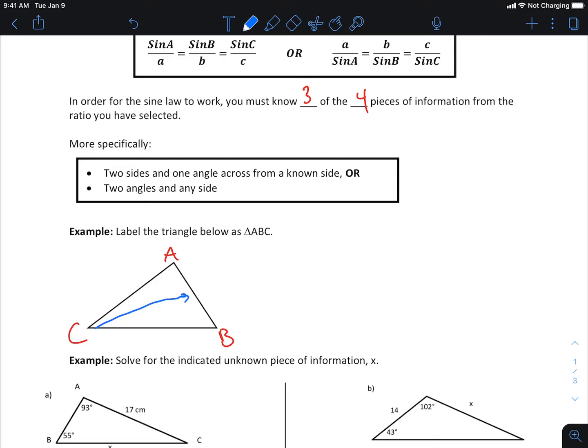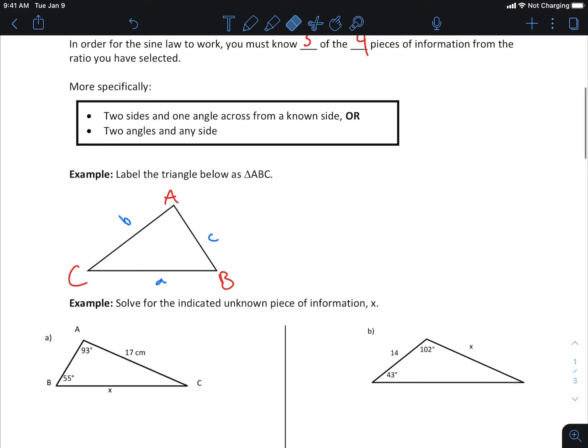Opposite of C has to be what? Lowercase c. Opposite of big B has to be the little b, and opposite of capital A has to be little a. That's what matters. It does not matter what letter you put on what corner, just that opposite of each of those angles is its corresponding side length. You can't switch them around. Does that make sense? That's how you label triangles. There you go. There it's labeled.